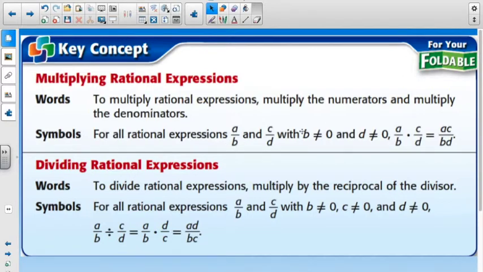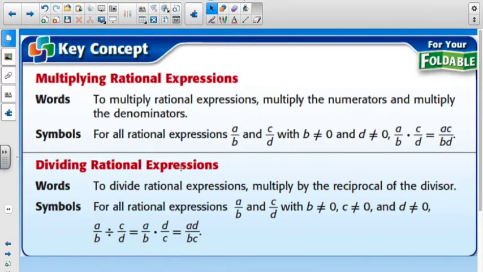So if I have a over b times c over d, I'm going to come up with a times c over b times d. Now notice, I do have to put this restriction in that b cannot equal 0 or d cannot equal 0. Because if they did, when I multiply those out, I'd come up with a 0 in the denominator, which we can't have, all right?